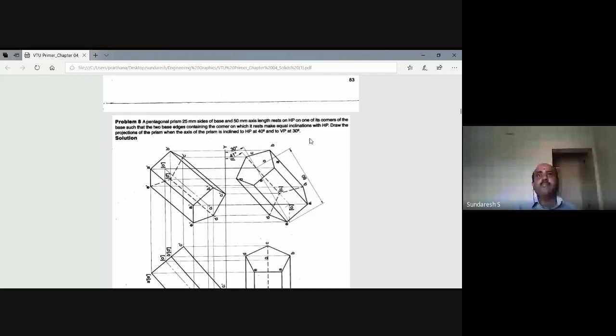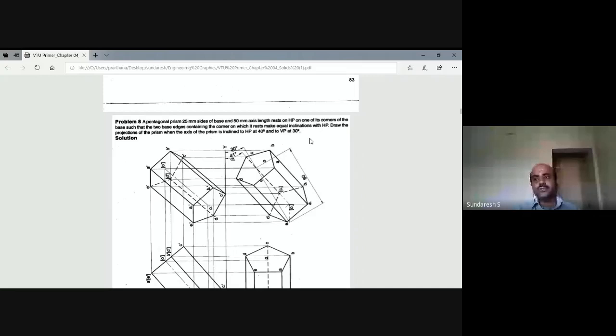Okay, so in this problem, what we are getting, the axis is inclined to HP at 40 degrees and to VP at 30 degrees. So the axis is inclined to both HP and VP, and also the word "appears" is not there in the problem statement, and hence definitely it is a beta angle problem. In the sense, we have to complete the projection by taking a beta angle in the third position.